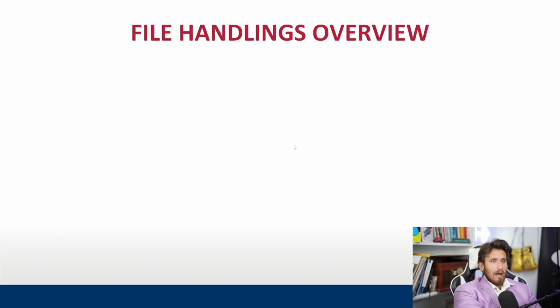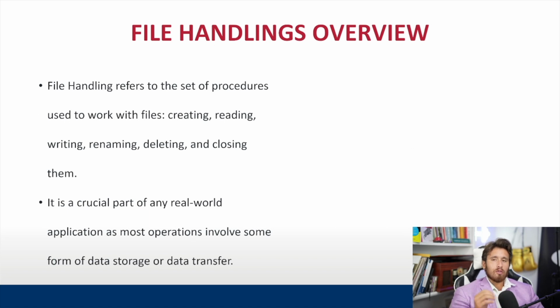All right, guys, so file handling, an overview. File handling refers basically to the set of procedures to use when working with files. We're going to be able to create, read, write, rename, delete, and close different files that we'll work with. Today, we're going to be working with text files, CSV files, and JSON files. Later on in your Python journey, you might be able to work with different types of files, but these are the ones we're going to be focused on for today. It is crucial that in any real-world application, we use some type of data transfer and data storage via these types of file handling methods.